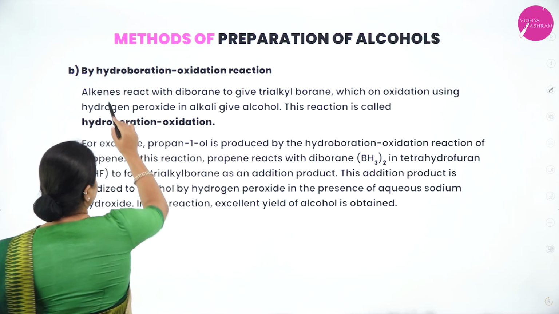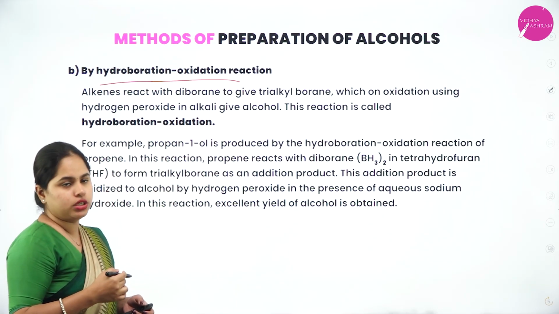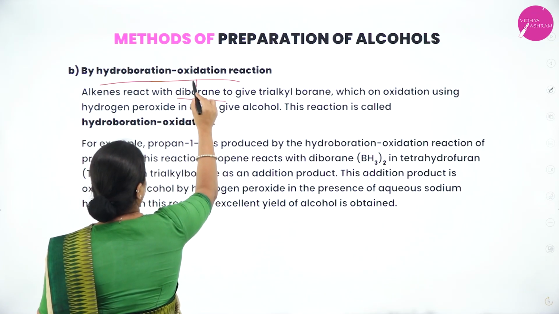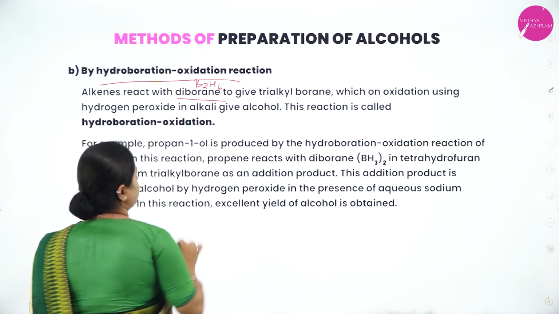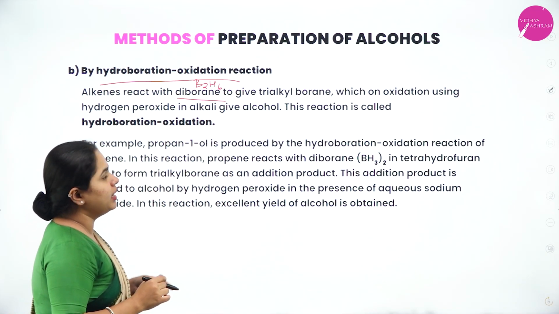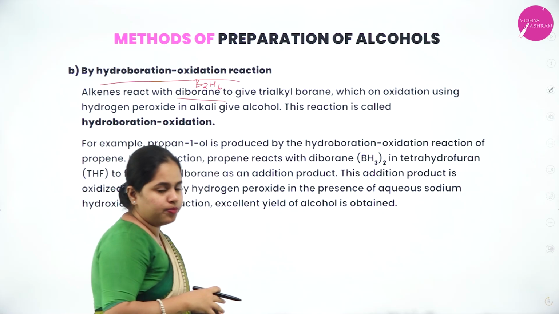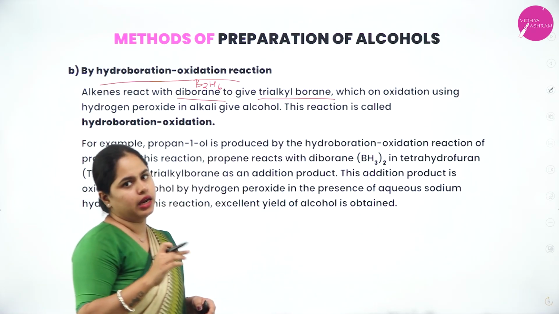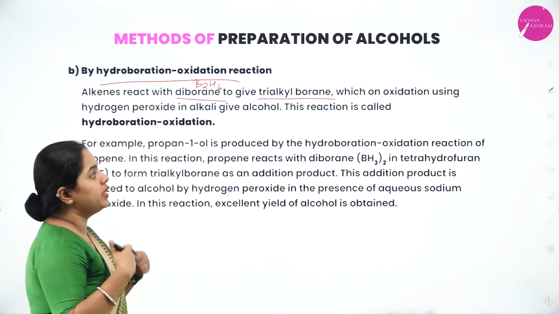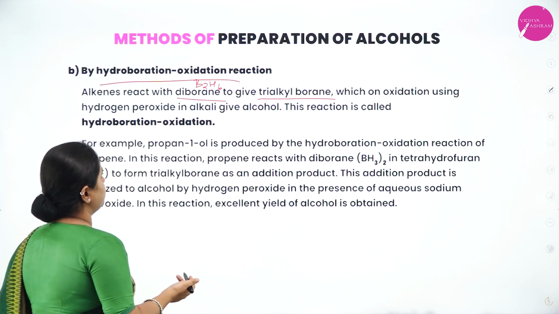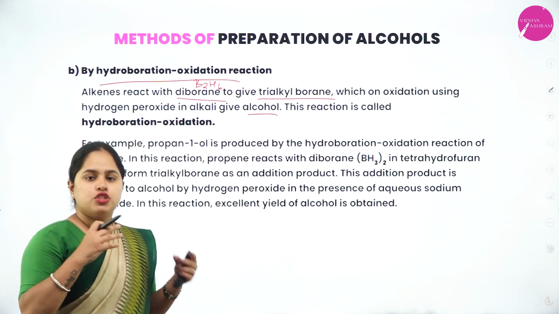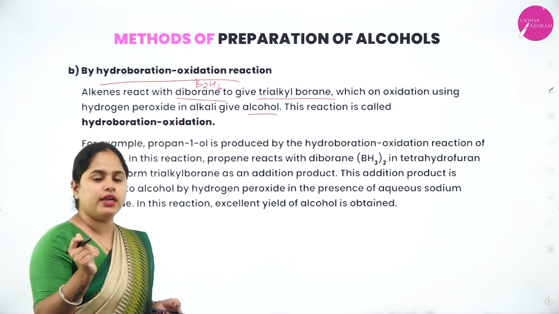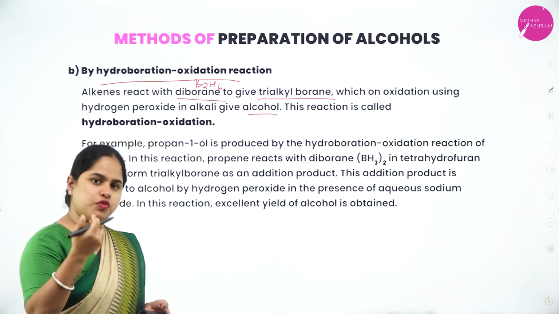Right. Now the next method is hydroboration oxidation reaction. So alkenes react with diborane. What is diborane? Diborane is B2H6. Alkenes react with diborane to give trialkyl borane. Trialkyl borane will be formed first, which then on oxidation using hydrogen peroxide in alkali gives alcohol. So first alkene using diborane forms trialkyl borane, and from trialkyl borane it undergoes oxidation to form alcohol.